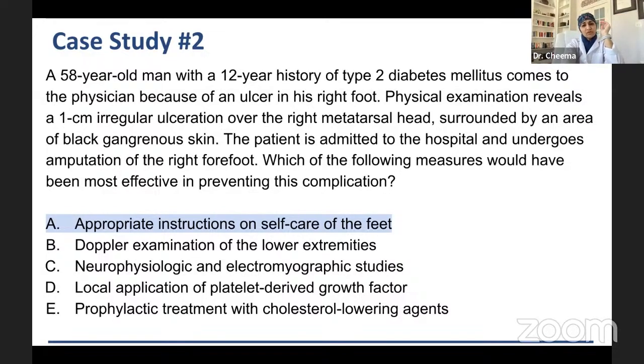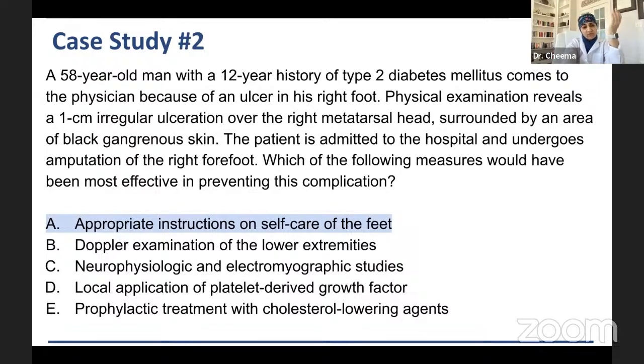Because Doppler examination of the lower extremities assesses vascular insufficiency. It can be arterial Doppler, it can be venous Doppler. Since the arteries may become rigid, may become affected because of calcification or atherosclerosis, falsely elevated blood pressure readings may be obtained with the test. And why not the answer C? Periodic nerve conduction and electromyographic studies are not useful to prevent foot complications in the setting of neuropathies. And the local application of platelet-derived growth factor is not the right answer, because it has some efficacy in treating non-healing ulcers refractory to debridement and antibiotic therapy.